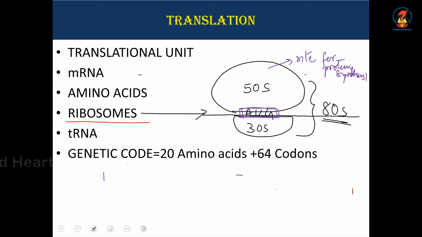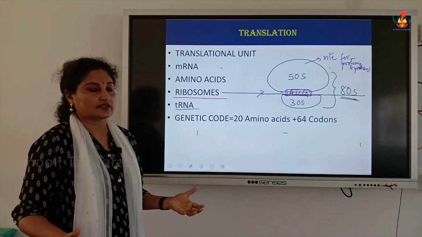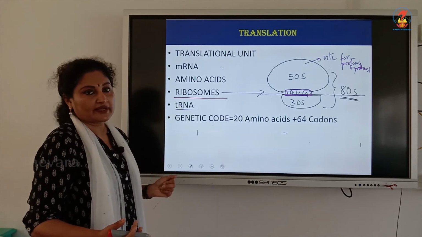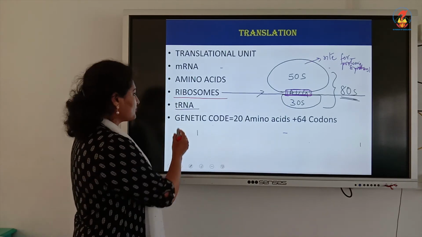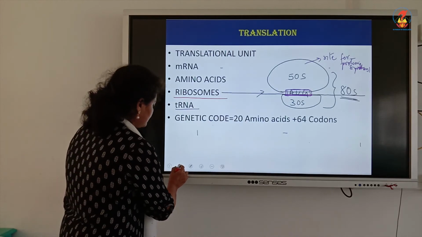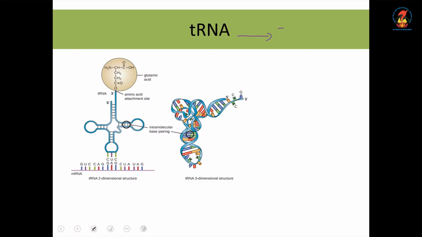That is with regard to the ribosomes. Next, tRNA. For tRNA you will have to learn in detail the structure, so I will be taking it in a separate slide. Let us move on to the structure of the tRNA, which was proposed by Francis Crick.